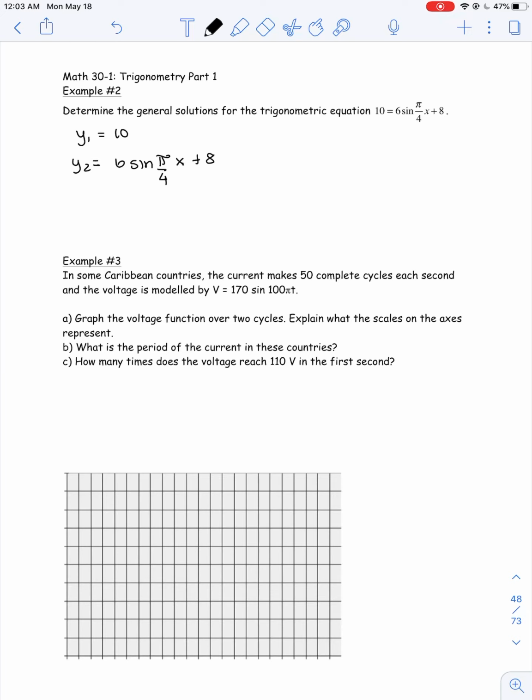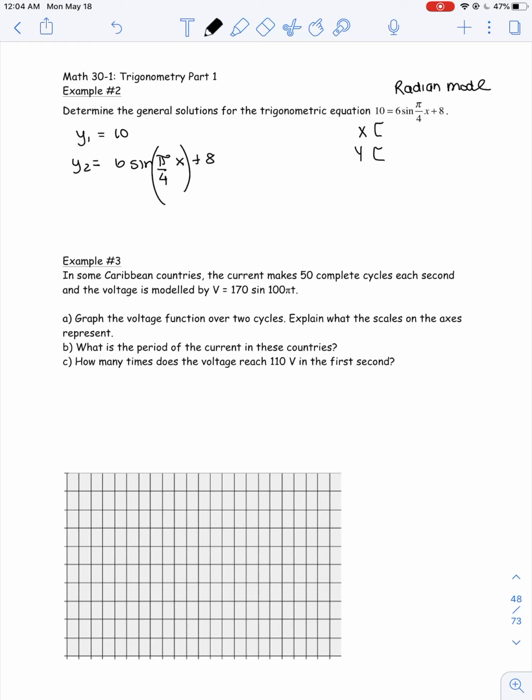So 10 is y1, so I'm putting this into my calculator, and then 6 sine, make sure you put pi divided by 4 in brackets with x. Close the bracket and then add 8. So this has to be in brackets if you're going to get the right answer. And then switch your mode to radian mode. Now for your window, I'm going to write down what my window was to be able to see the solutions.